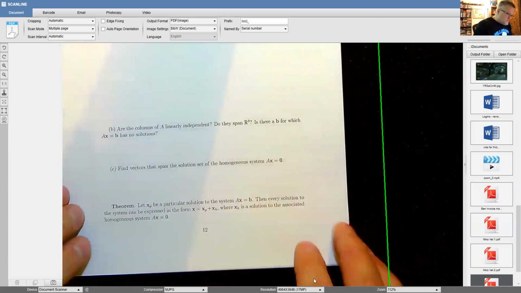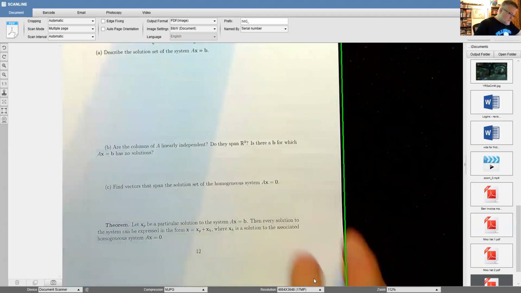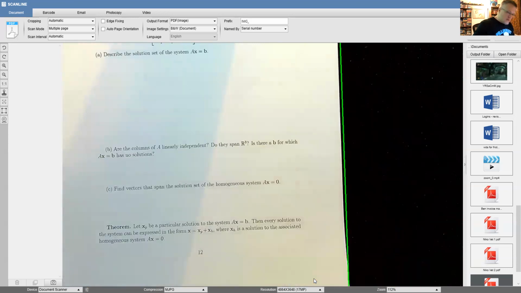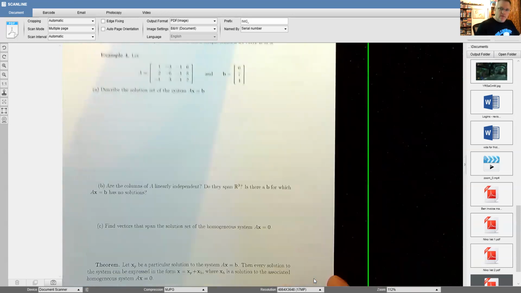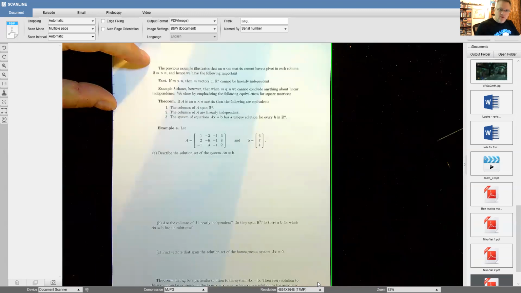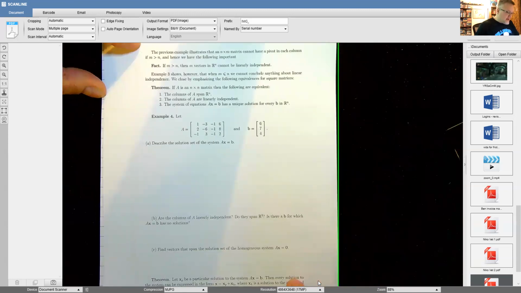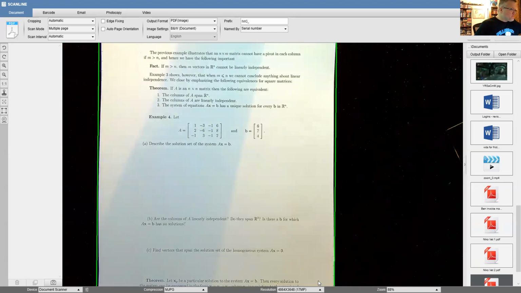All right. So now we have this. In the previous example, we had more columns than we did rows. And so if you have more columns than you do rows, it's impossible for every column to have a pivot, right? There's only so much you can go down when you're doing echelon form.